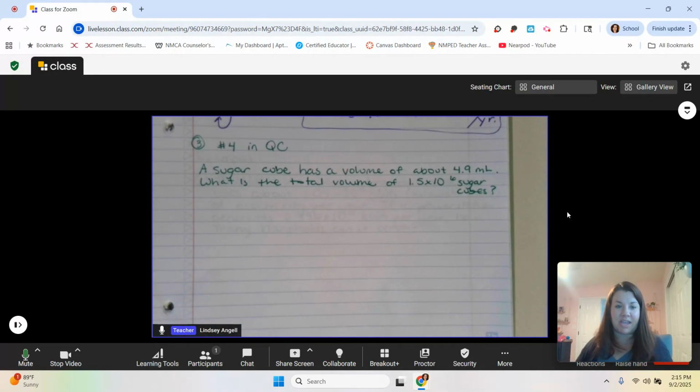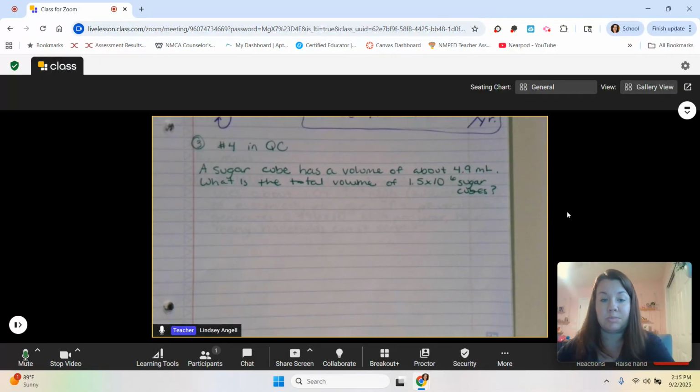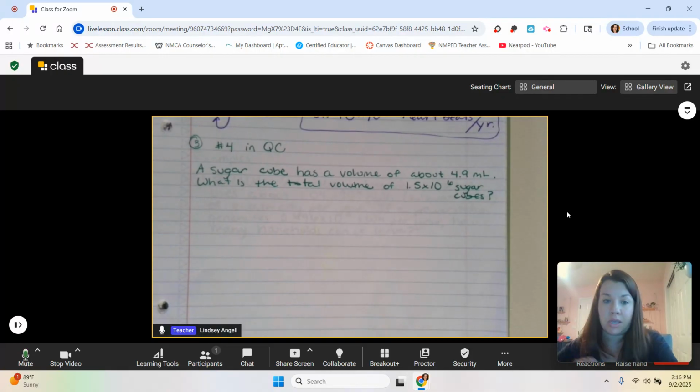All right, number 3. This is number 4 from your quick check. So make sure that you write this down. This one I kind of felt like they were trying to throw you for a loop. They were almost trying to trick you. So I wanted to make sure to talk about it. A sugar cube has a volume of about 4.9 milliliters. What is the total volume of 1.5 times 10 to the 6th sugar cubes?